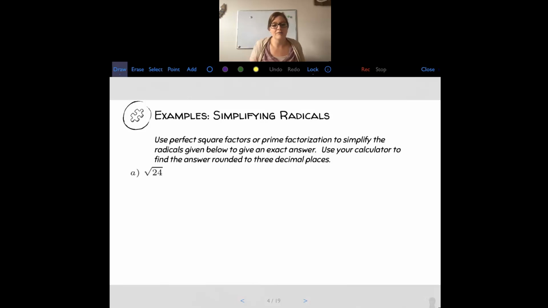So for this first one, I'm going to show you how to do it both ways. For the next one, I'll pick one way, and for the next one, I'll pick another way. Okay, so first, perfect square factors.